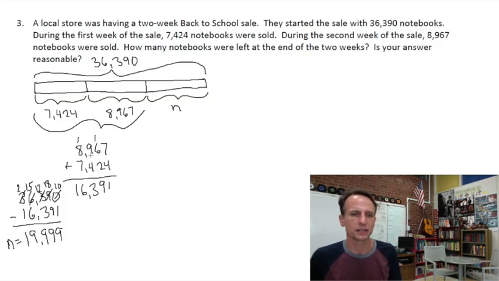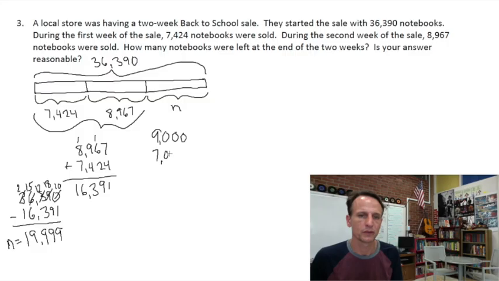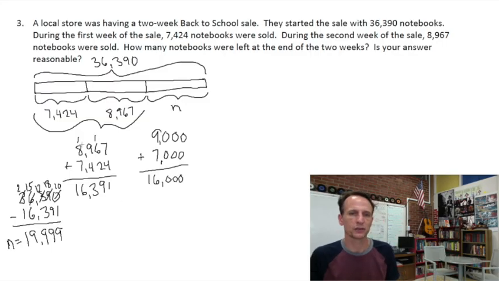So right here, looking at 8,967, you could tell that's past the midpoint and would round up to 9,000. Looking at 7,424, yeah, you can tell that's below the midpoint and would round down to 7,000. And so together, that would be 16,000, which we'd subtract from the total.